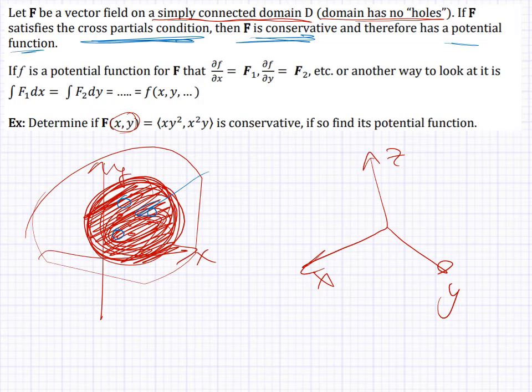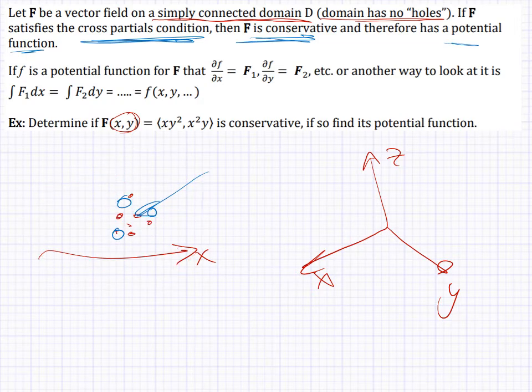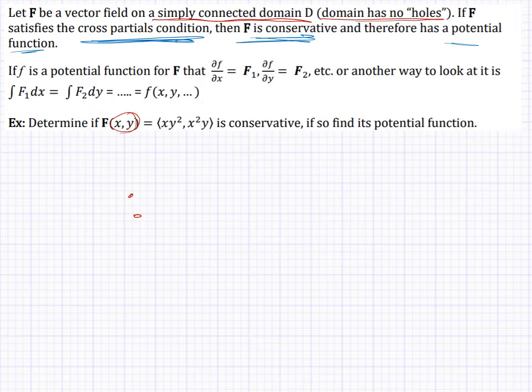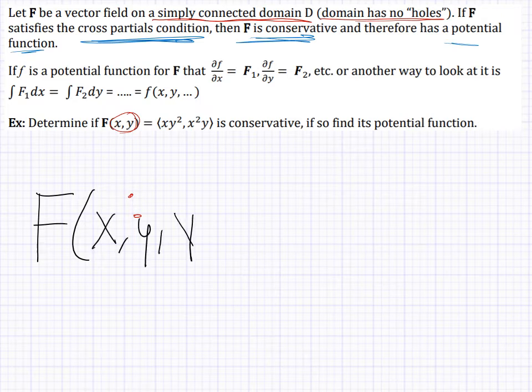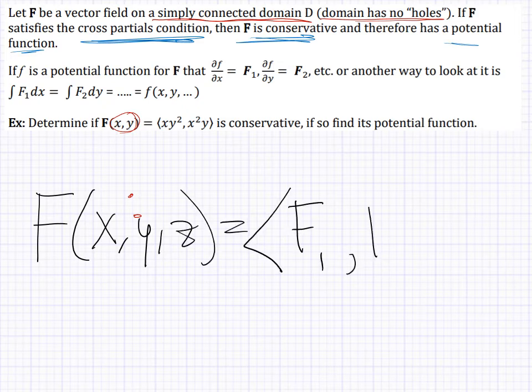Now, how do we find it? Well, remember that what we're saying is that when we look at a vector field, okay, we have a vector field. Let's say we have a 3D vector field. Oops, that should be a z. And that vector field is comprised of three functions, f1, f2, and f3.